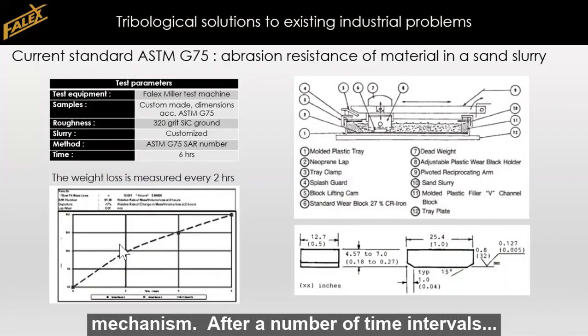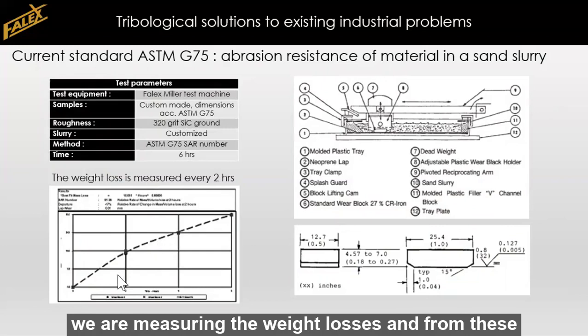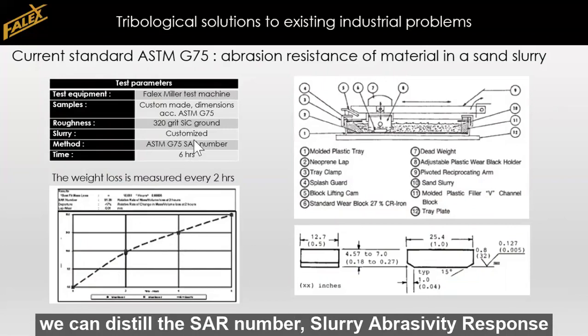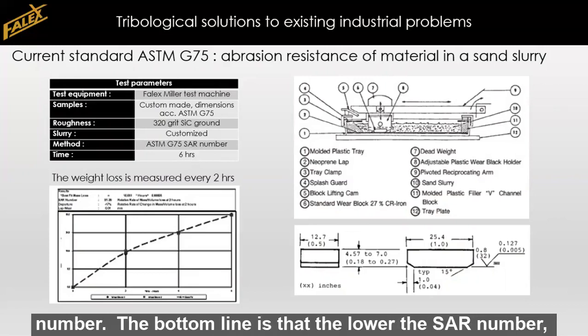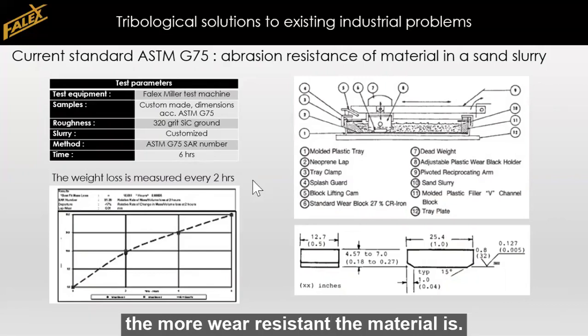After a number of time intervals, we are measuring the weight losses, and from these weight losses, we can distill what is called a SAR number, the slurry abrasivity response number. And the bottom line is that the lower the SAR number is, the more wear resistant your material is.